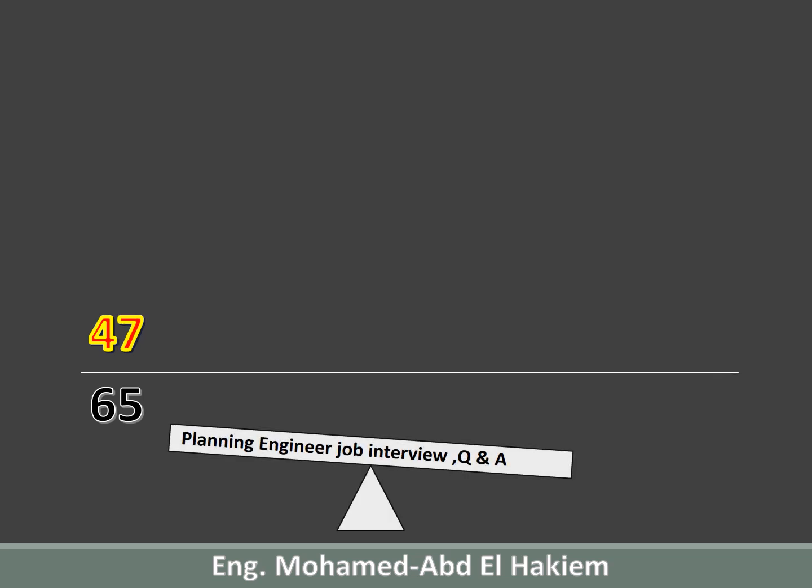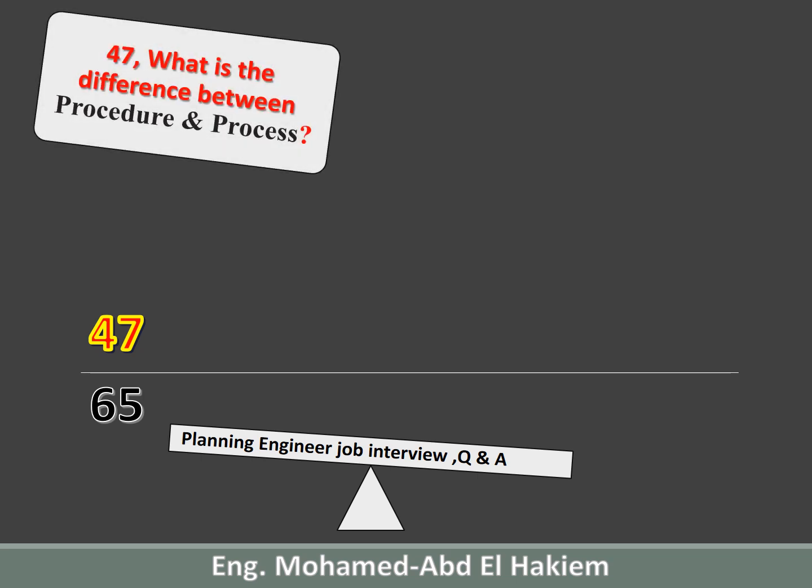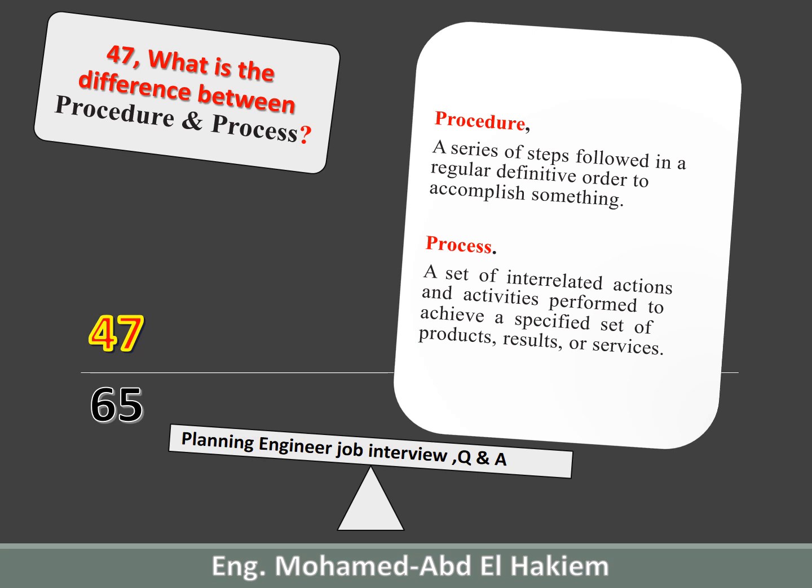47. What is the difference between procedure and process? Procedure, a series of steps followed in a regular definitive order to accomplish something. Process, a set of interrelated actions and activities performed to achieve a specified set of products, results, or services.